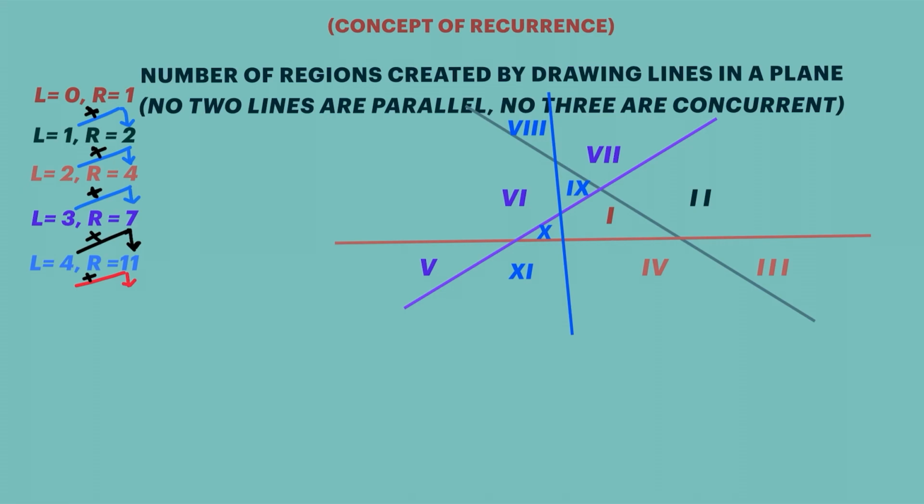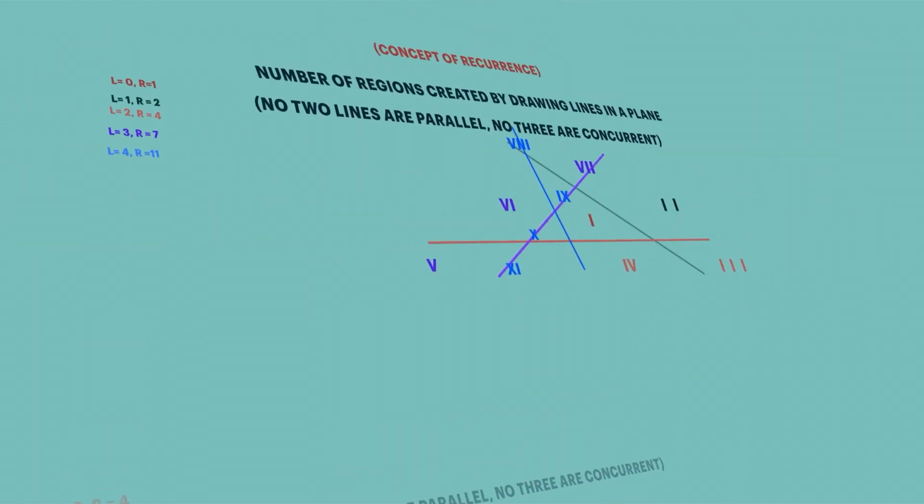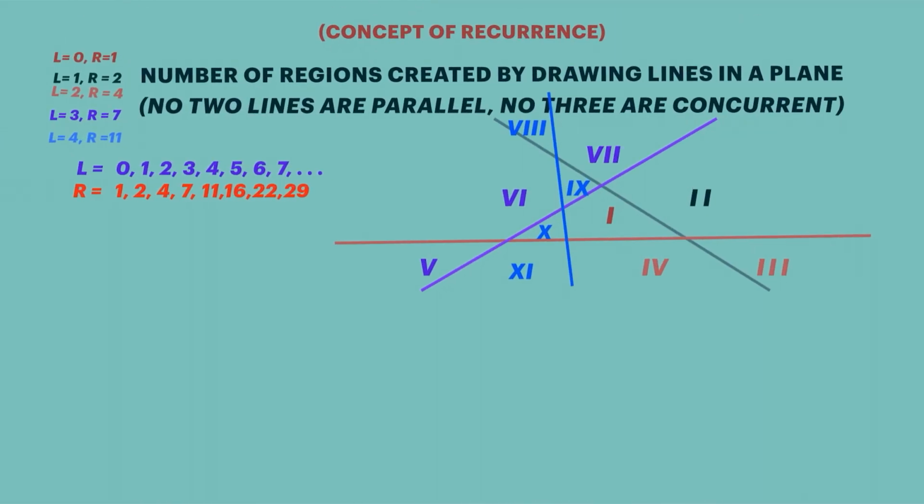So if this rule is followed, we may get some other values of L and R in this way. L equal to 5: if L equal to 5, then R equals 5 plus 11, which is 16. If L equal to 6, then R equals 6 plus 16, which is 22. So in this way, we have got some values of L and R, and we get the sequence of R up to L equal to 0 to 7.